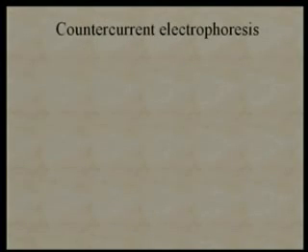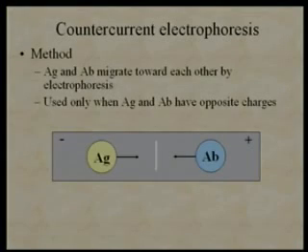All right. One last precipitation test, countercurrent electrophoresis. This has rather limited use, but when it can be used, it's very helpful. What you do in countercurrent electrophoresis is you pour your gel on a slide, you poke a hole for antigen and a well for antibody. You fill these with antigen and antibody, and then you apply the electric current and electrophorese them towards each other. You don't wait for them to diffuse.